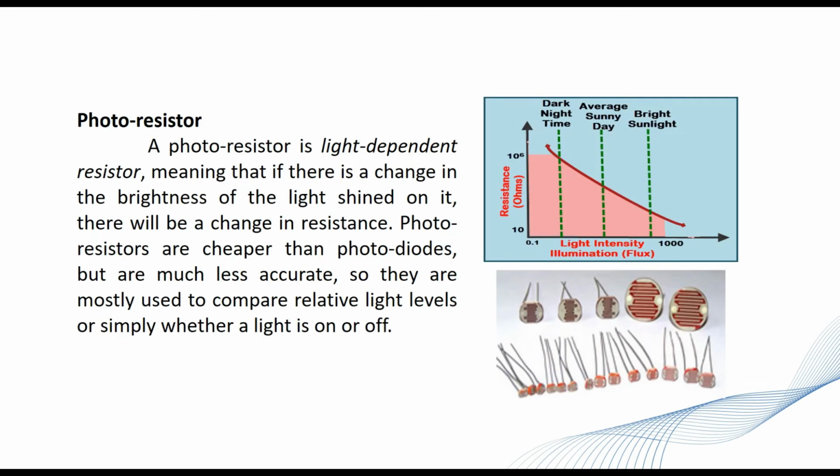Photoresistor. A photoresistor is a light-dependent resistor, meaning that if there is a change in the brightness of the light shined on it, there will be a change in resistance. Photoresistors are cheaper than photodiodes, but they are much less accurate, so they are mostly used to compare relative light levels or simply whether a light is on or off, meaning it works similarly to your regular resistors, but instead the resistance change is dependent on the amount of light it's exposed to. High intensity of light causes a lower resistance between the cadmium sulfide cells. The low intensity of light results in a higher resistance between the cadmium sulfide cells.